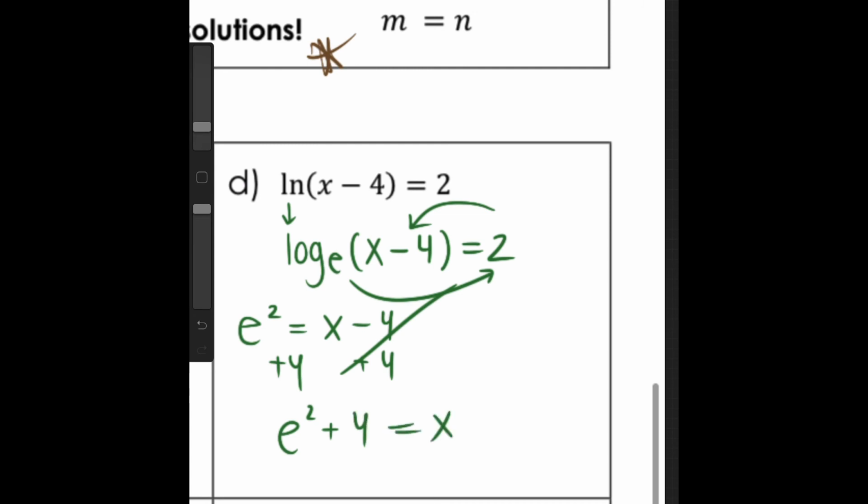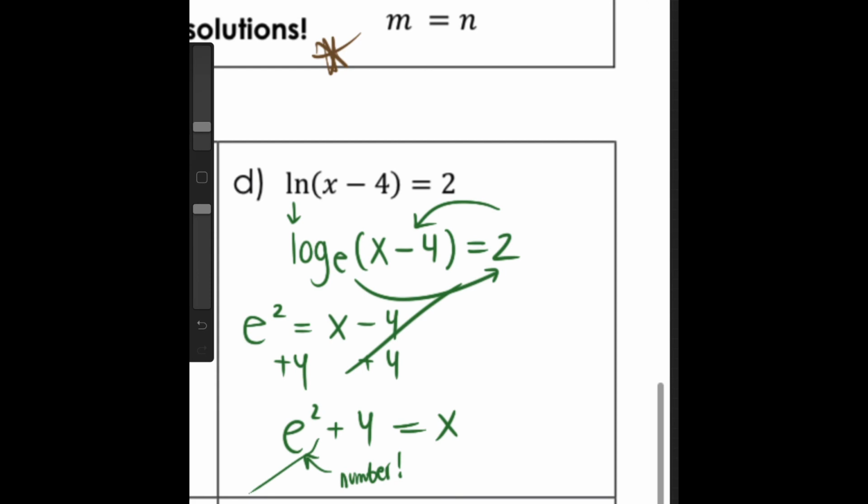Now you could put e squared plus 4 into the calculator. You're going to get some number, because remember, e is like 2.71. But don't worry, it's not going to come out to be an extraneous solution. So you can just leave it as e squared plus 4, and that's fine.